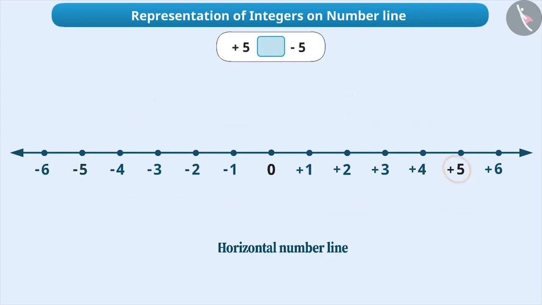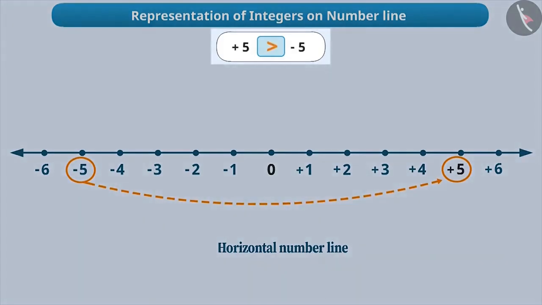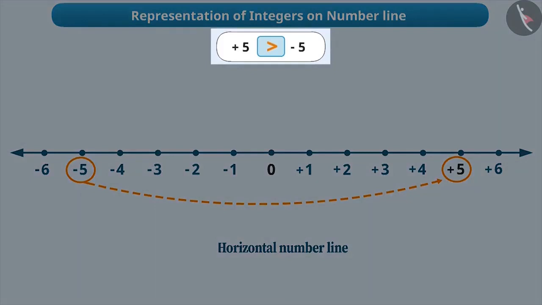Since +5 is to the right and -5 is to the left, +5 is greater than -5. Please note that the symbol used for comparison always faces the larger number.